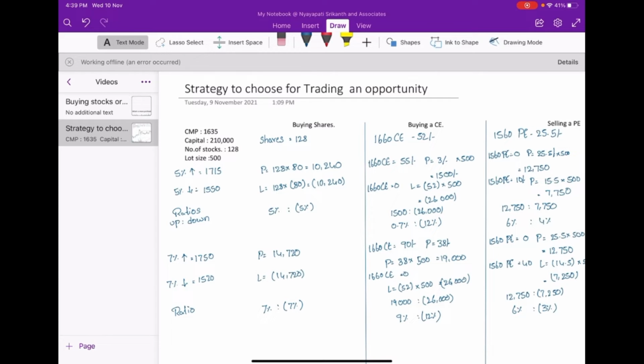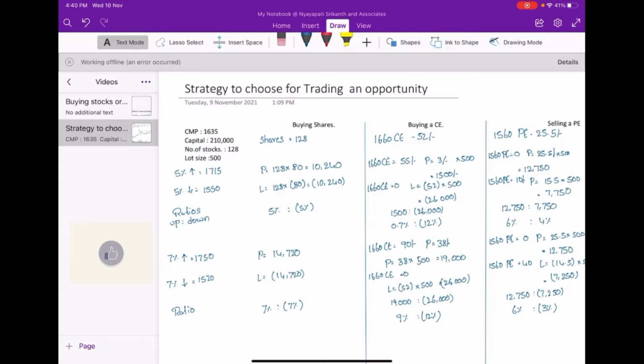So we have picked a set of strategies where, when you see a trading opportunity, you can trade the same. From this, we can choose which is the best choice to pick from the available ways to trade an opportunity. The available ways to trade for a breakout are either you can buy shares, you can buy a call option, or you can sell a put option.